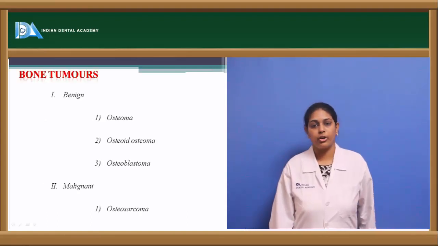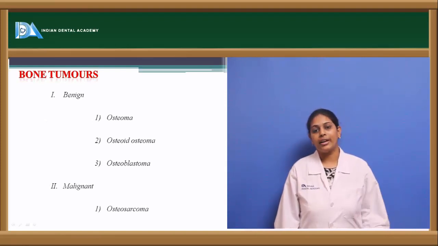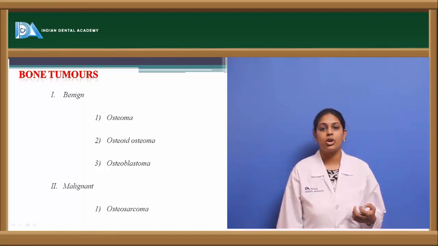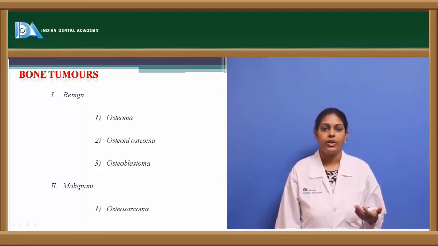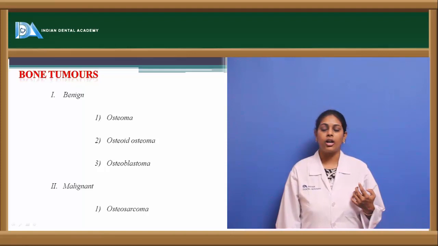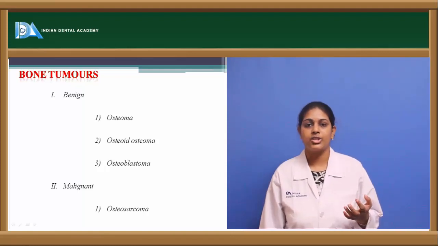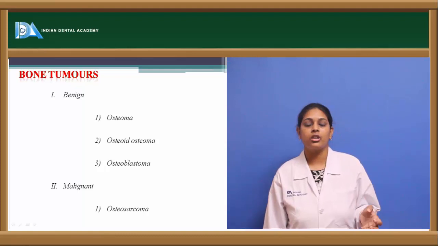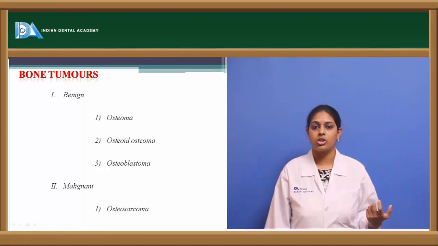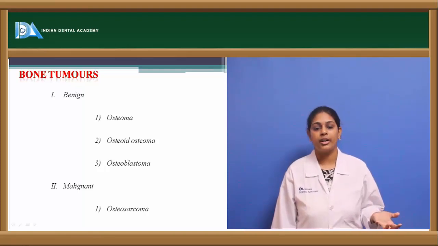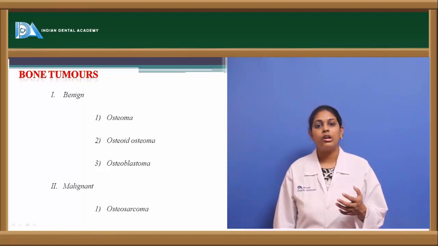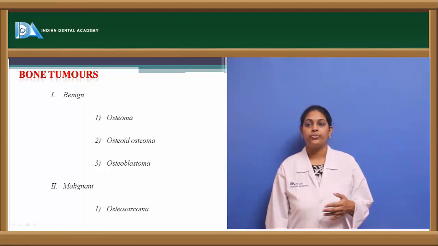Coming to a few bone tumors, they could be benign or malignant bone tumors. Among the benign bone tumors are the osteoma, osteoid osteoma, and osteoblastoma. In the malignant type, we can consider osteosarcoma, which usually does not occur de novo, but rather is a complication of certain benign conditions such as Paget's disease, fibrous dysplasia, or chronic osteomyelitis, which have been discussed in the previous slides. It could be a complication or sequela of these conditions turning into a malignant tumor known as osteosarcoma.